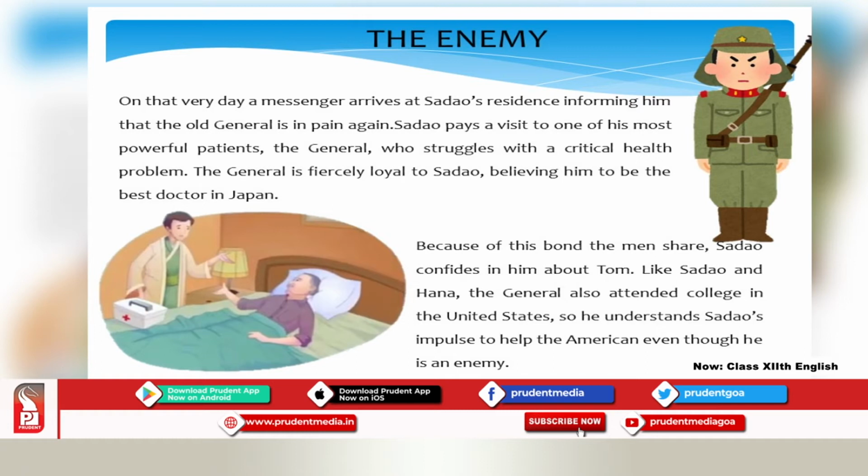Because of this bond the men share, Sadao confides in him about Tom. Like Sadao and Hannah, the general also attended college in the United States. So he understands Sadao's impulse to help the American even though he is an enemy.